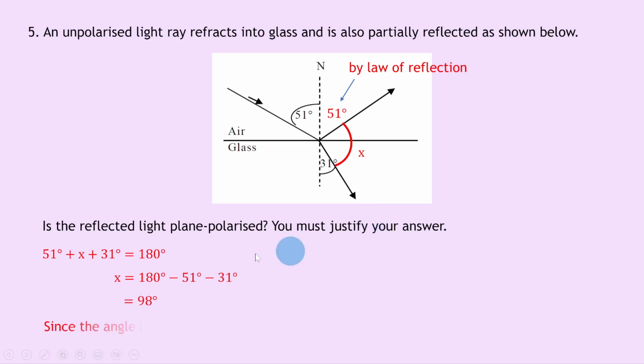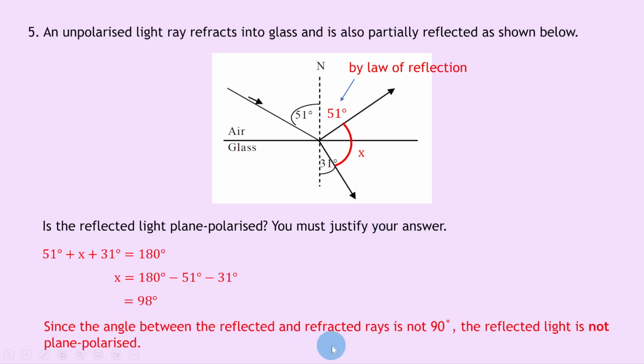And therefore we can conclude that since the angle between the reflected and refracted rays is not 90 degrees, the reflected light is not plane polarised.